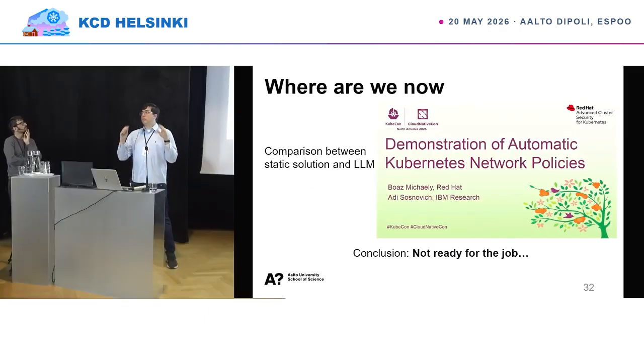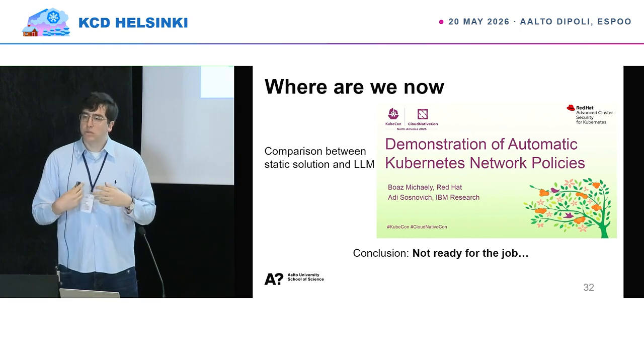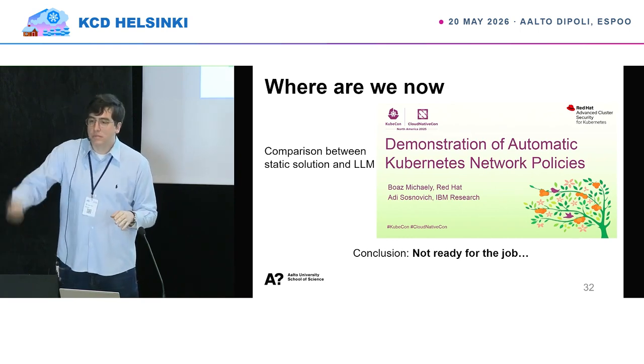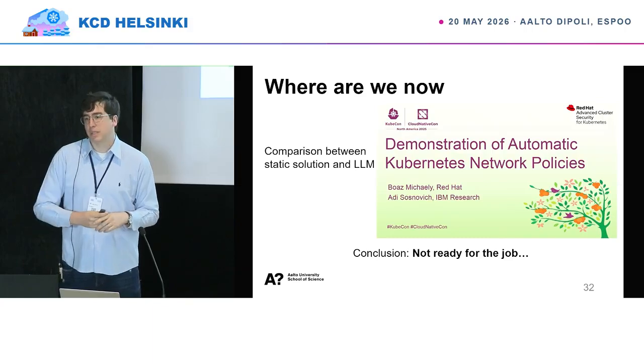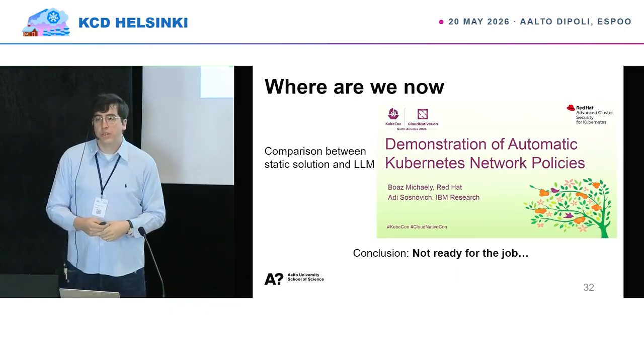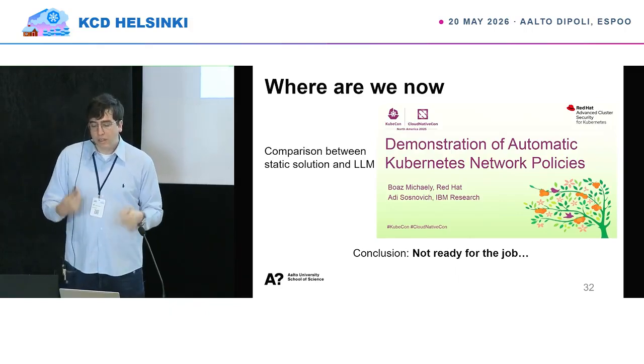So where are we now on solving this issue? Well, this is a talk from KubeCon last year, done by Red Hat and IBM Research people, where basically they are comparing, similar to what I have described, their static solution, and then the next step, using LLMs for this intent-based networking. And the conclusion, at least last year, was that the LLMs are not ready for the job. So of course, we like challenges in academia. So okay, let's keep working on this.